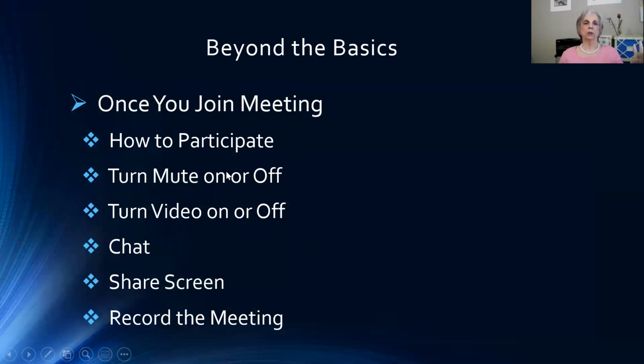So that's today's session. Today's presentation was Beyond the Basics. This is part 2. We covered how to participate, how to turn your mute on and off. The reason you would turn mute on and off is if you've got a lot of background noise and you have many participants, it might be disruptive. Either you can mute yourself or the host can mute you if it's going to be better for everybody to have quiet. Oftentimes when they start a meeting, the host will mute everybody in order to get the meeting started.